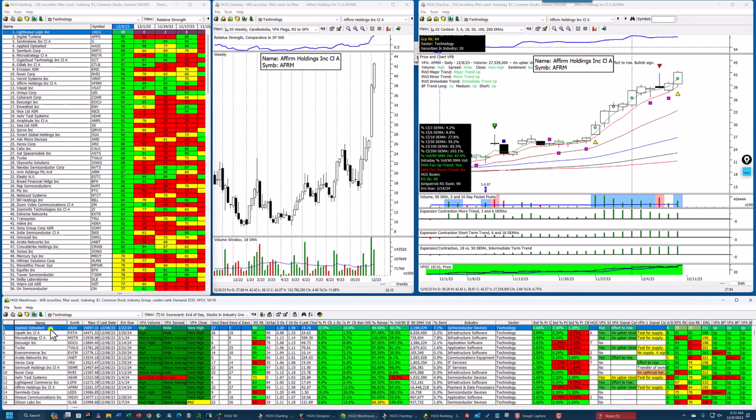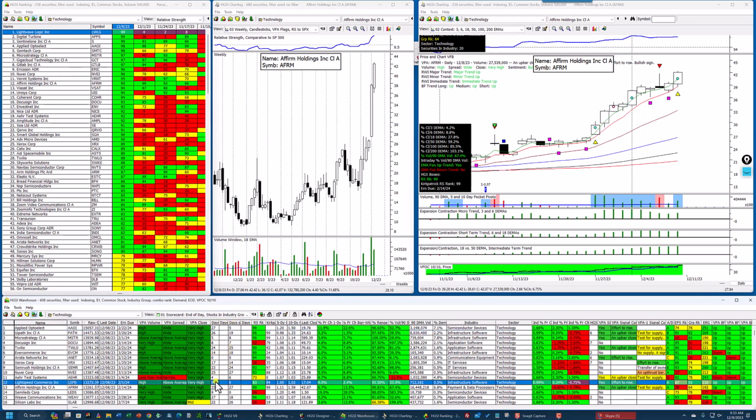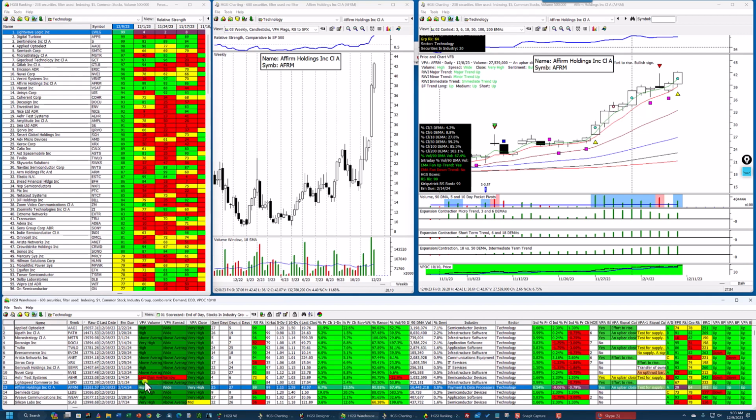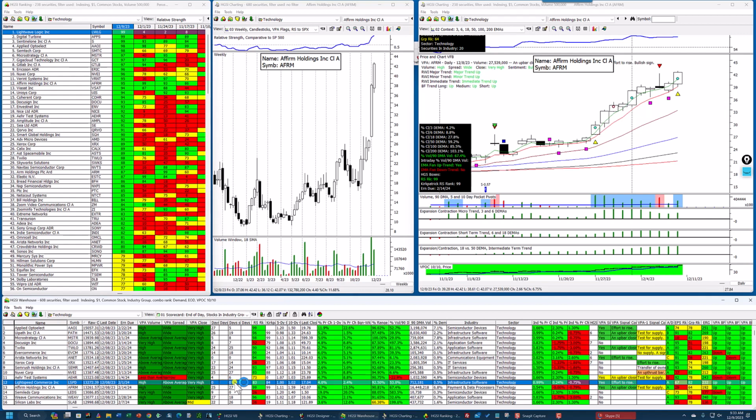And AAOI is at the top. That's one that I just showed you. But you're going to look down here. You can see where these crossed over. Now here's one, Lightspeed Commerce. Looking at the Wyckoff indicators, high, above average, very high. Crossed over on Friday. RS of 83. Up 4% for the day. Closed at 92.5% of its daily range. It's infrastructure software and so on. There was an effort to rise on it also.